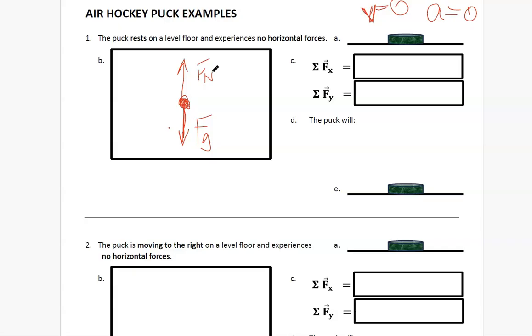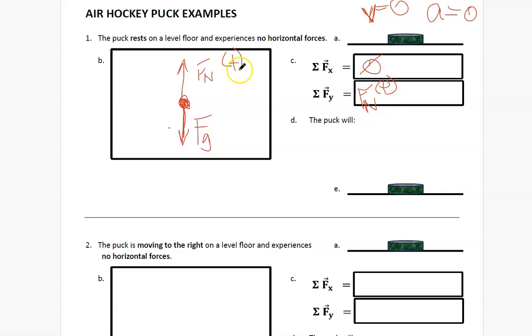So our horizontal forces, there are none. We just write zero. Our sum of horizontal forces is plain zero. Our sum of the vertical forces is the sum of the normal force, and it doesn't matter what order you write, and just remind yourself that's a positive direction force.